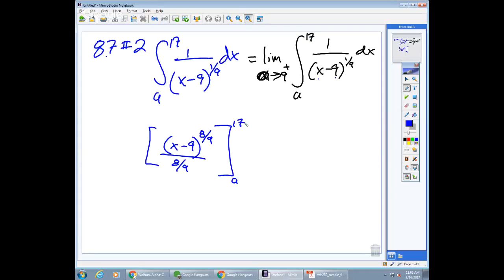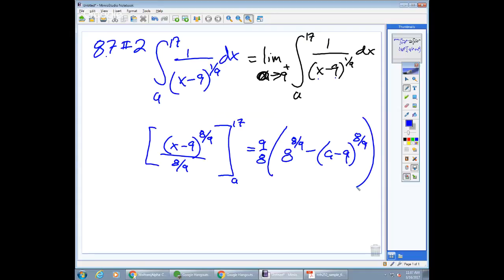Yeah, we'll flip that over in a sec. And then eventually we'll take the limit of this, so we'll come back to that. So here, let's pull out that 9/8, and we plug in our 17. So 17 minus 9 is what, 8 on a good day? So we have 8 to the power 8/9 minus (a minus 9) to the power, and that is a 9, not an a, 8/9. There we go. And so now we have something that we can take the limit of.